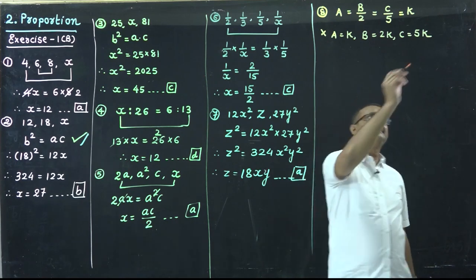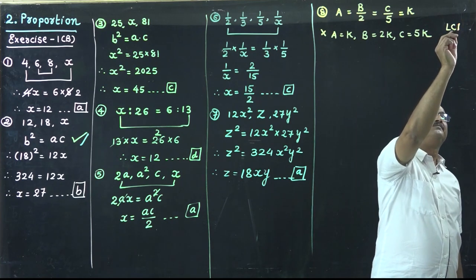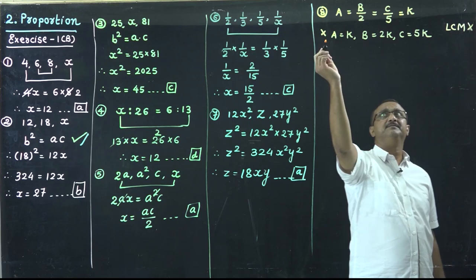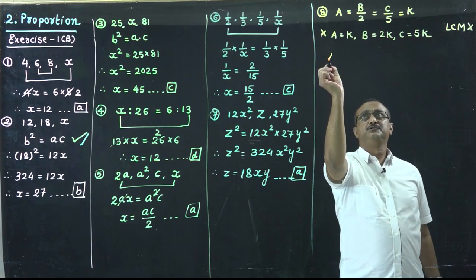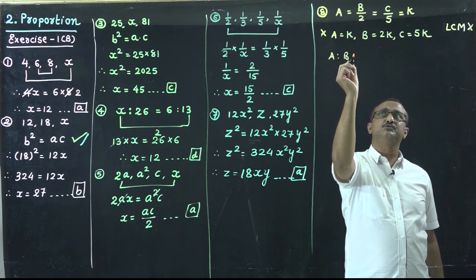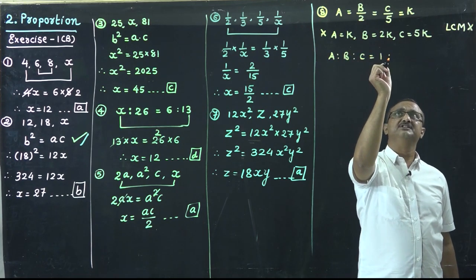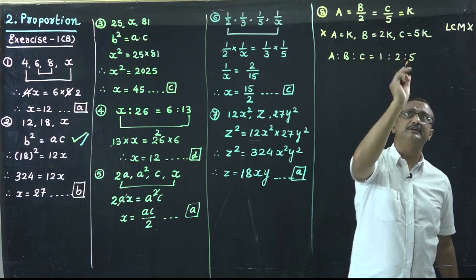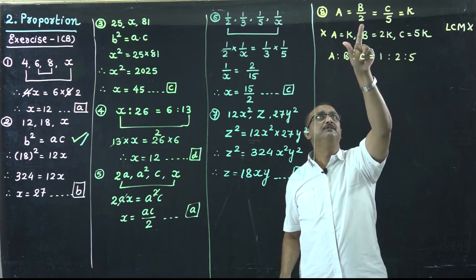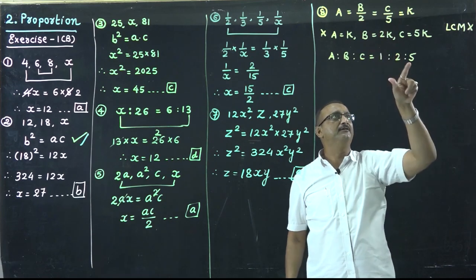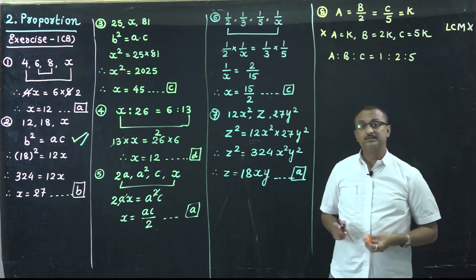See LCM, we don't have to take LCM. This method we don't have to use here. So how to find a is to b is to c directly? 1 is to 2 is to 5. You don't have to do anything. Just putting denominator of a, denominator of b and denominator of c. It is your answer.